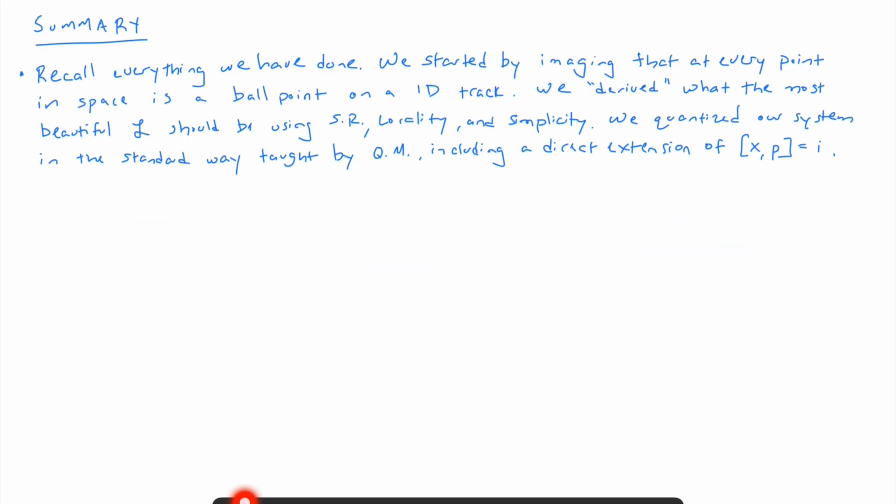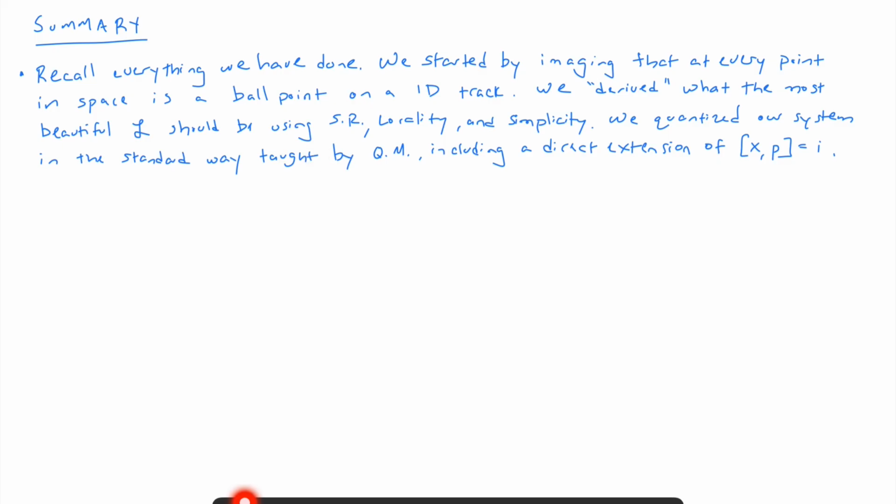So let's summarize what we've done. A lot of big things here. We started by imagining that at every point in space is a point, or I call it a ball, but it's really a point on a 1D track. If you take a breath and kind of look back at everything, there's a lot of math, a lot of stuff, but inherently simple and beautiful. Starting with that picture, we quote unquote derived what the most beautiful Lagrangian or Lagrangian density should be.